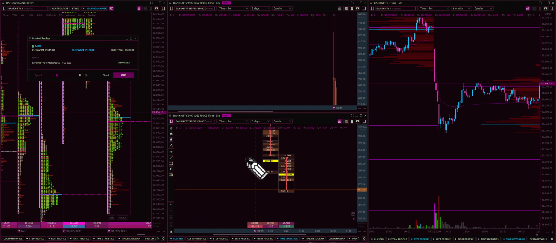Okay, so I'll just show you. This cluster has again failed. So I would have liked to go short again at a failing cluster. So I hope you're getting what I'm trying to get at.